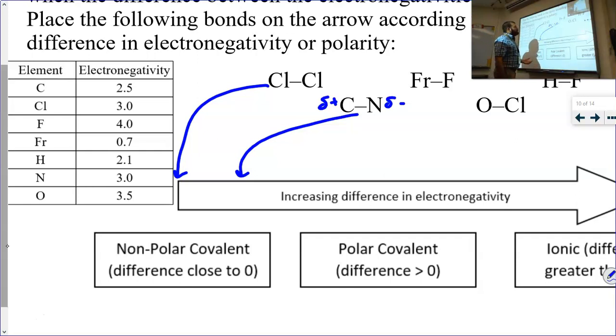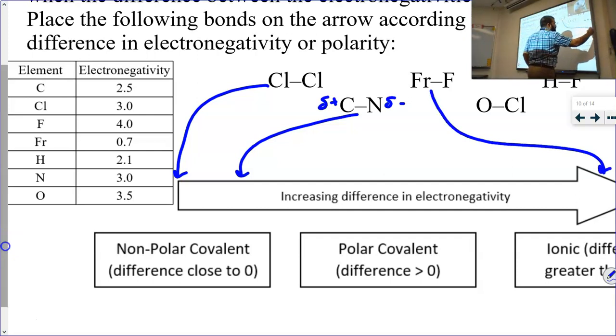The next one, francium and fluorine. Fluorine has an electronegativity of 4. Francium has an electronegativity of 0.7. The difference is 3.3. That is as large of a difference as you can possibly get. I have taken the upper right fluorine and the bottom left francium and made a bond between them. This is a huge difference between electronegativity, and as a result, this guy goes as far over to the right as we can possibly get.